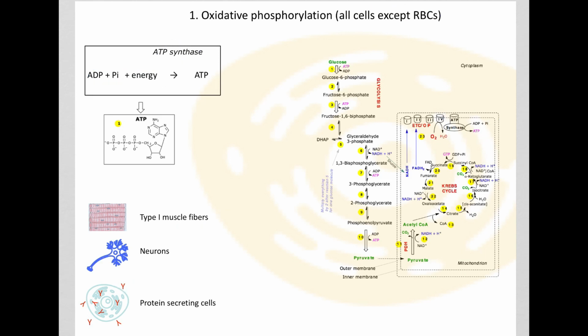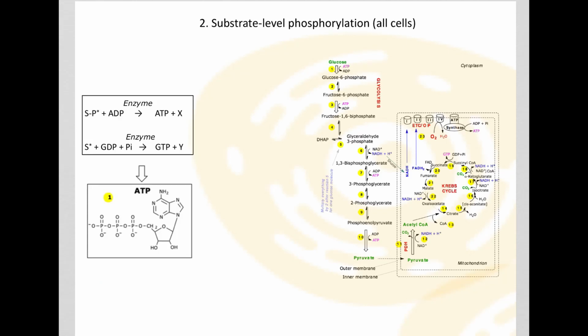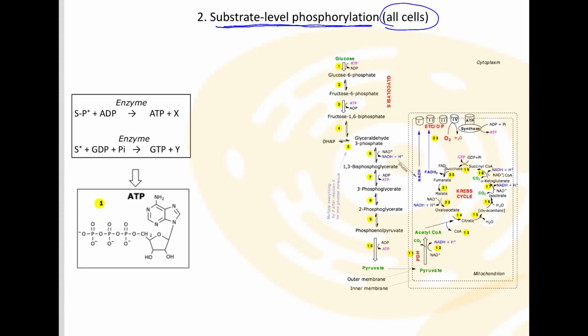So this process is called oxidative phosphorylation. Oxidative because we require oxygen. Only if oxygen is present can we do this synthesis via oxidative phosphorylation. The second way to make ATP is called substrate-level phosphorylation, and this is found in all cells. All cells can do substrate-level phosphorylation.